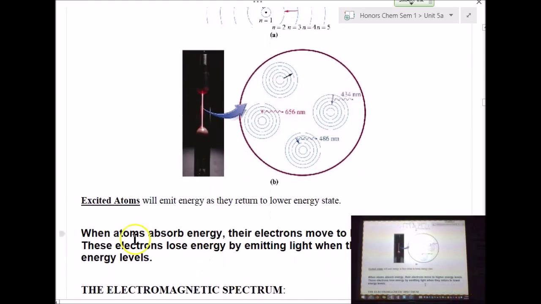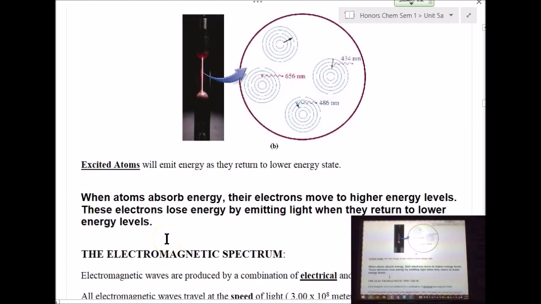Yep. Now, excited atoms will emit energy as they return to their lower energy level, and that's what I want you to get out of this. So atoms absorb energy, the electrons get excited, and it's only the electrons, because the nucleus is locked in, it's not going anywhere. So the electrons move to a higher energy level, and then as that energy dissipates, they return and release that energy as a photon of light. So the statement here: when atoms absorb energy, their electrons move to a higher energy level. These electrons lose energy by emitting light when they return, and they can emit different colors.